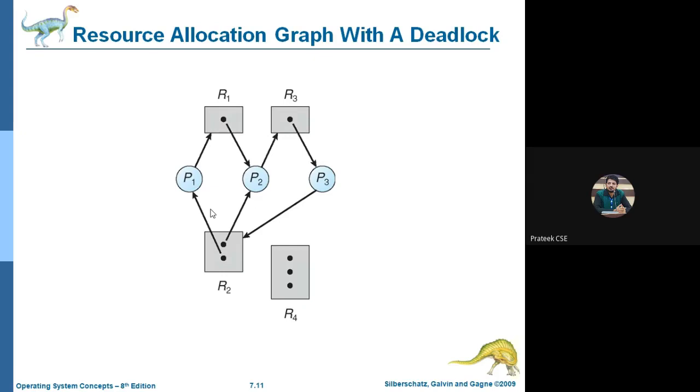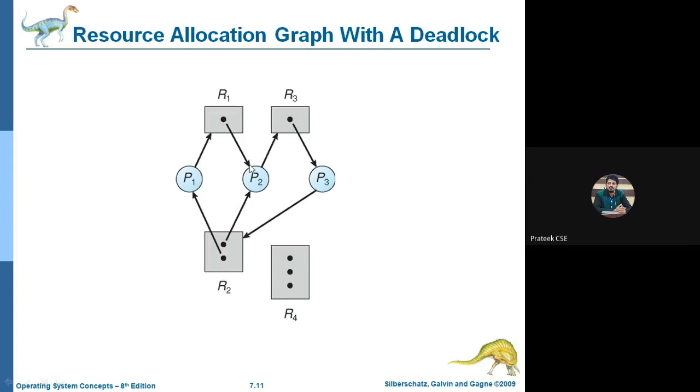But if we look carefully at this resource allocation graph now, you will see that this particular diagram has two different cycles. So here two different cycles are forming; let us look carefully at which cycles they are. If I talk about the first cycle, if I start from P1: P1 to R1, R1 to P2, P2 to R3, R3 to P3, P3 to R2, and R2 to again P1.